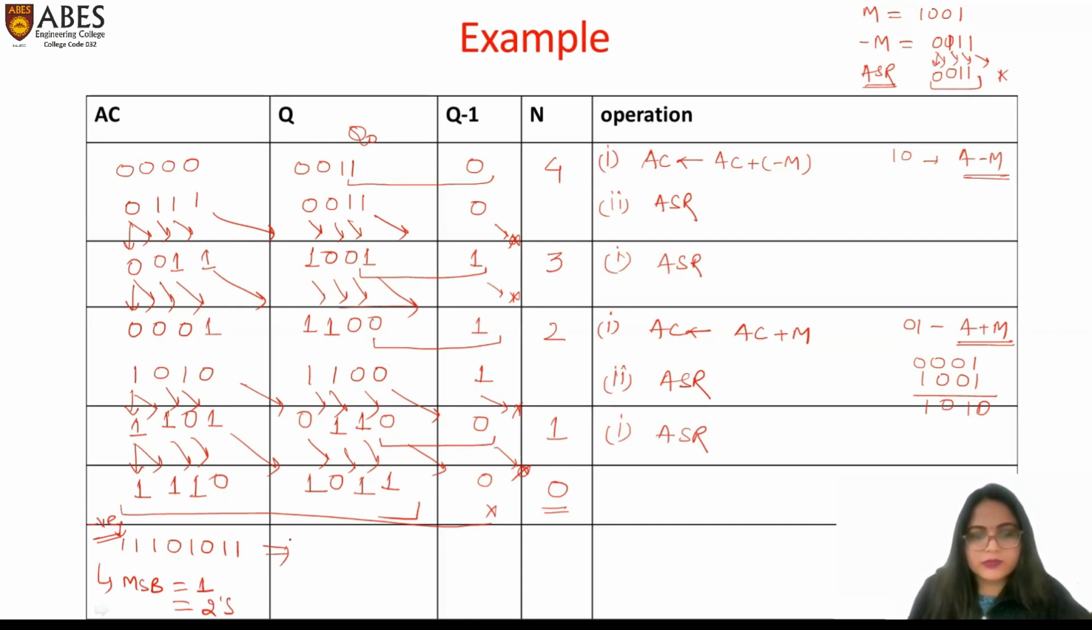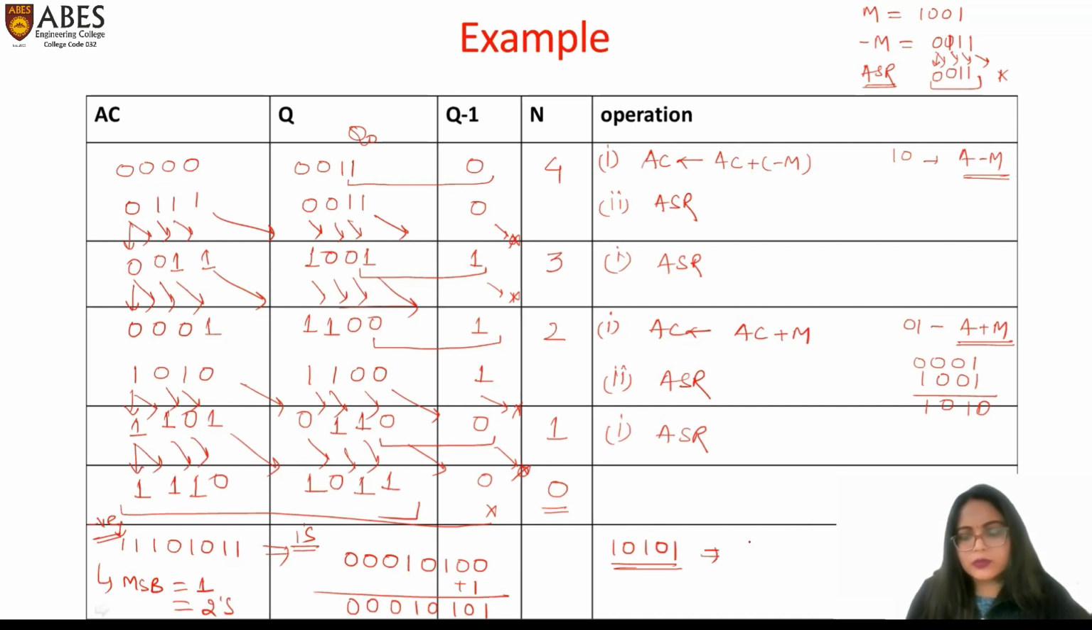So for 2's complement, first we need to go for 1's complement. That will be 0, 0, 0, 1, 0, 1, 0, 0, and then plus 1. So the value becomes 1, 0, 1, 0, 1. And this 1, 0, 1, 0, 1 is the equivalent of 21. As we have already taken 2's complement, we can say that the result is minus 21.